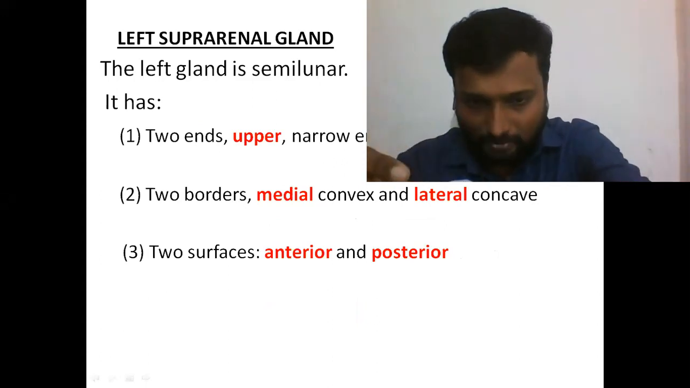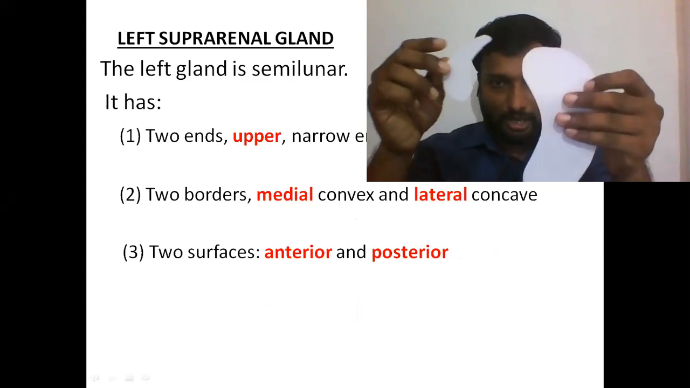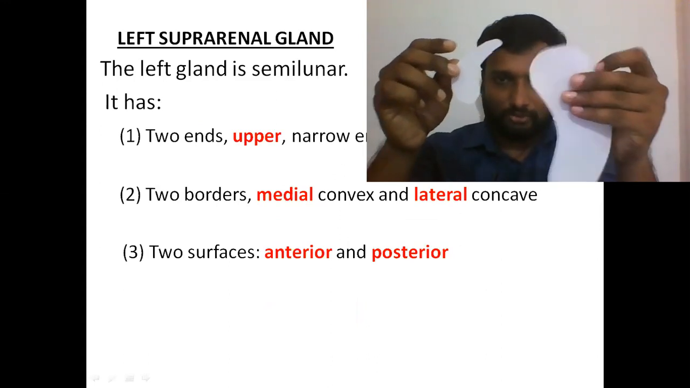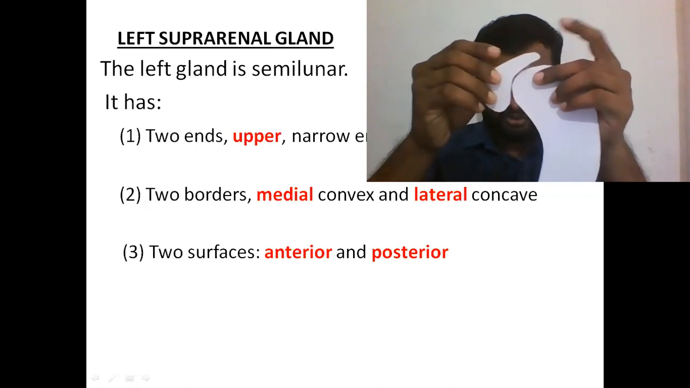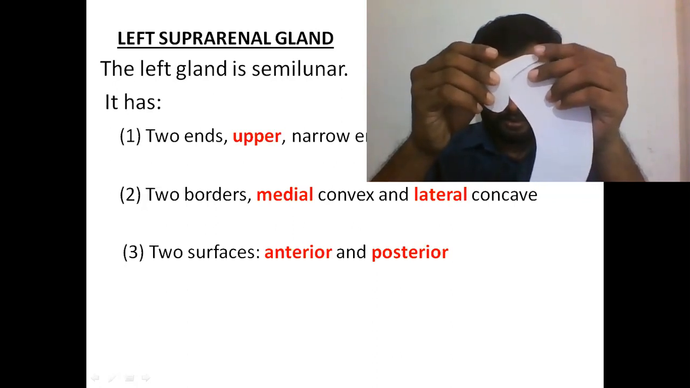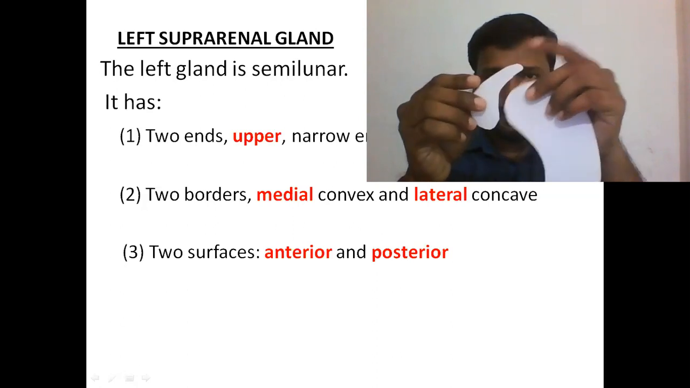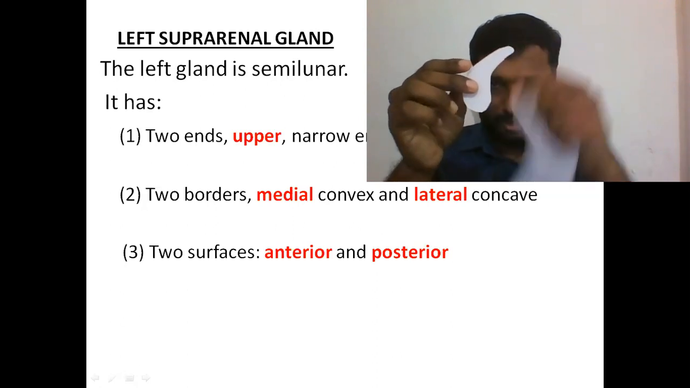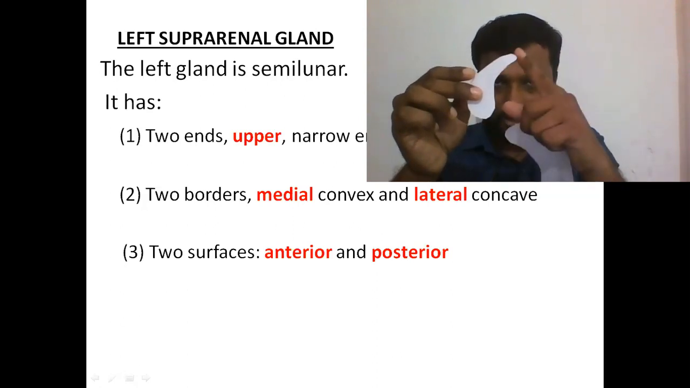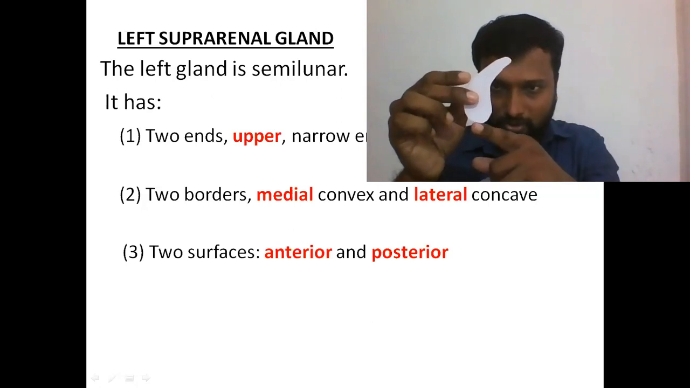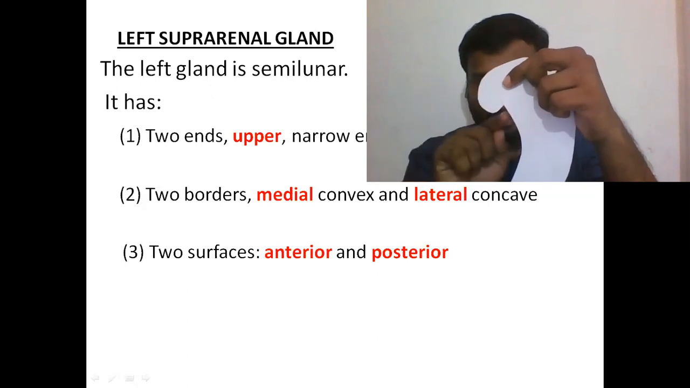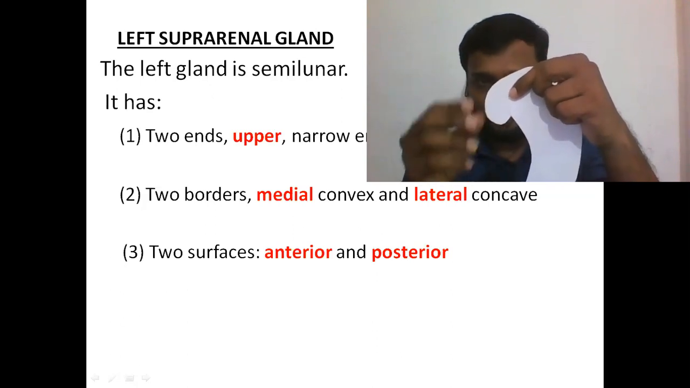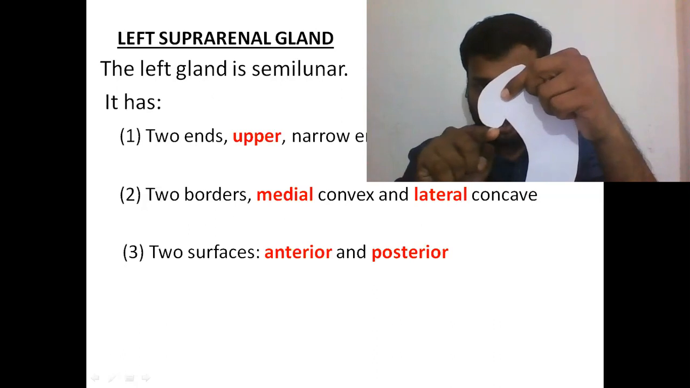See how it is arranged. Imagine this is the left side kidney. This is my left side, so left side kidney. See, it is arranged over that, like this. So this is the upper end, and this one is the lower end. Upper end is comparatively pointed. While comparing with this lower end, which is blunt. So two ends, upper end which is pointed, then lower end which is blunt.